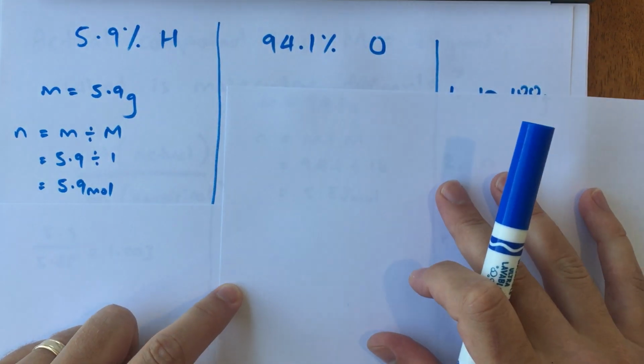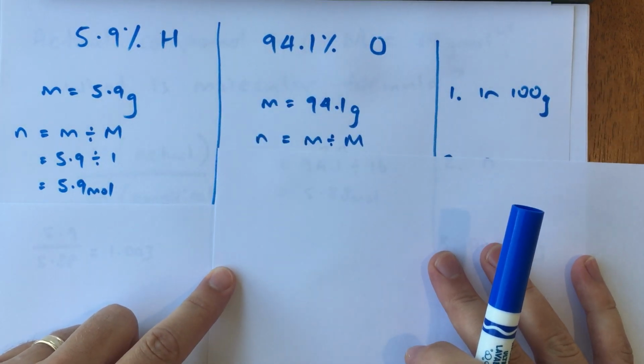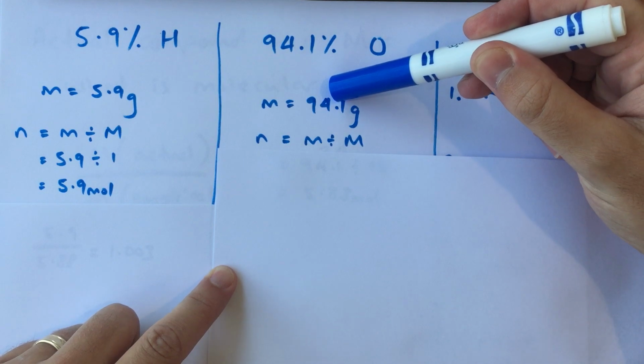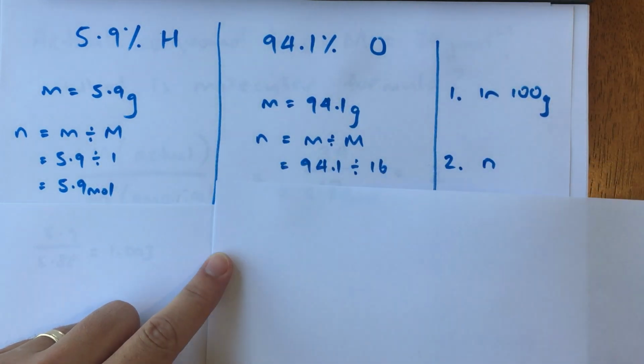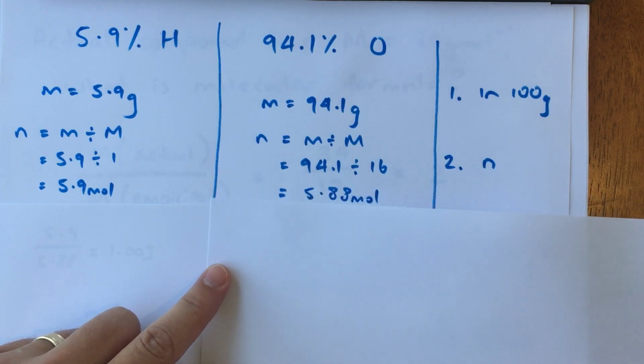Do the same thing now for oxygen. The mass I had was 94.1 grams. The molar mass of oxygen is 16. Mass divided by molar mass gives me 5.88 mole.